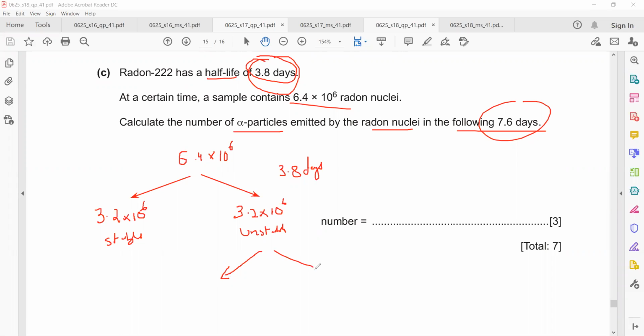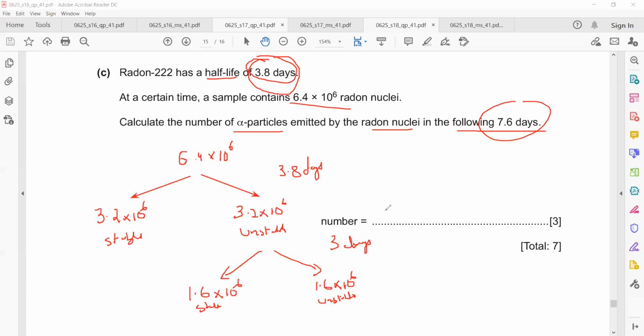So after a further 3.8 days, or the total interval of 7.6 days, 1.6 into 10 to the power 6 will be stable, and 1.6 into 10 to the power 6 will be unstable. Unstable means they can still emit out radiation. Now the question is to calculate the number of alpha particles. When they emit out an alpha particle, they become stable. So how many are stable? That will be the number of alpha particles.